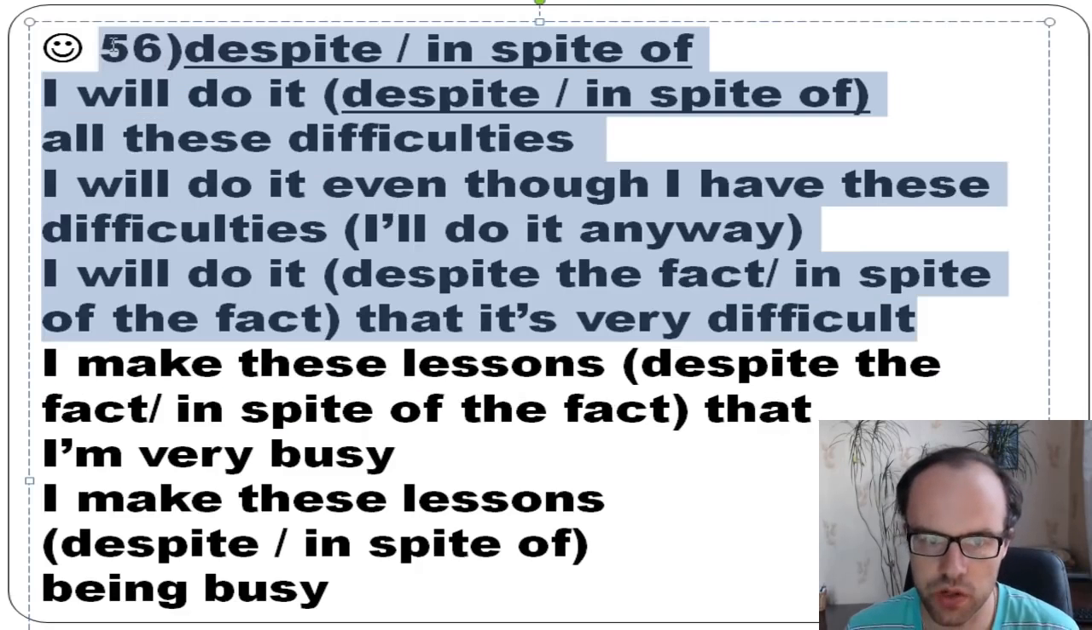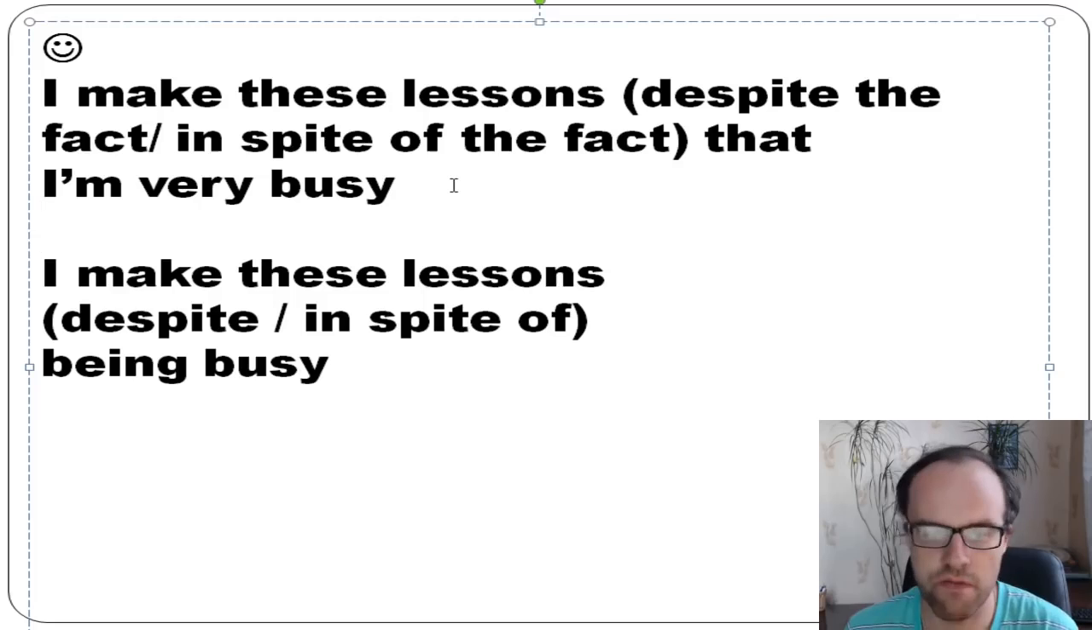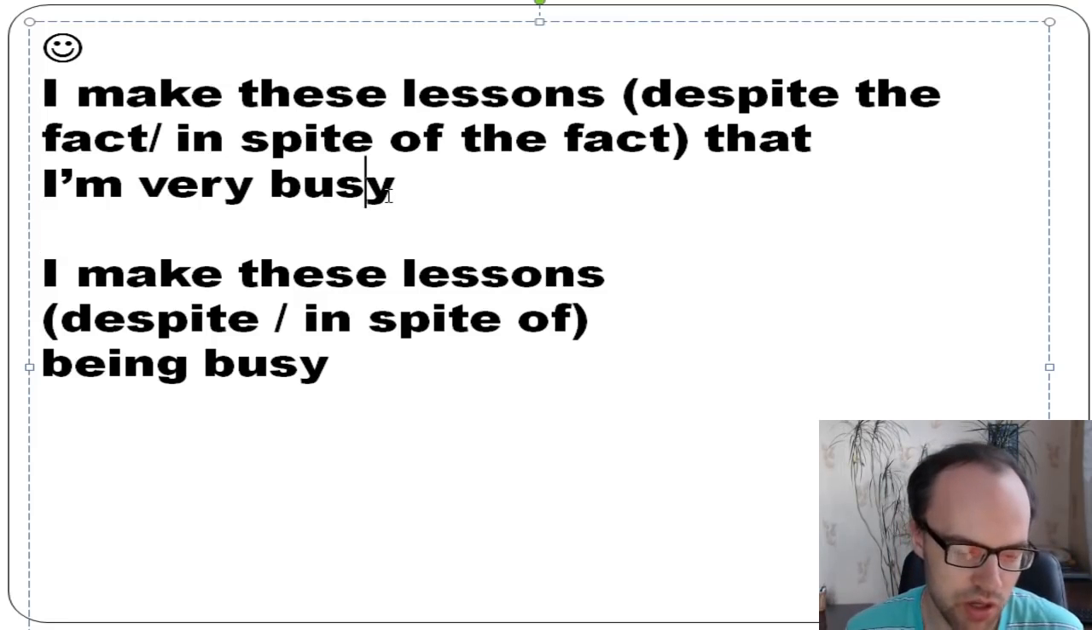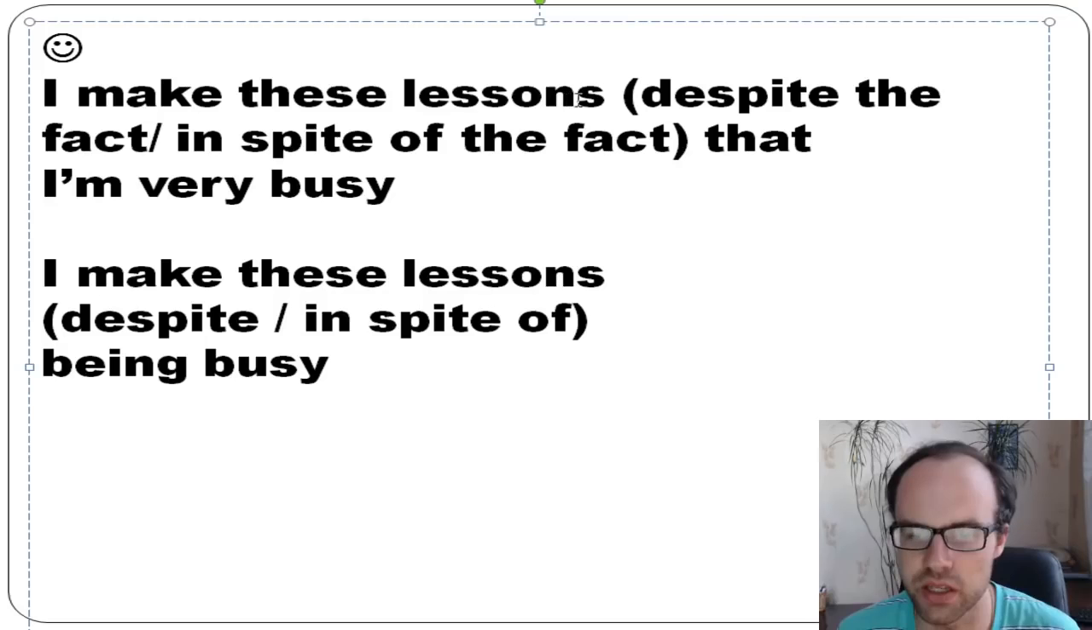So, and what else? I make these lessons despite the fact that I'm very busy. So I'm very busy, anyway I make these lessons. Really, people often say I have no time, so I can't upload lessons regularly. I believe that if someone really wants to do something, he'll find time. So I'm also a very busy person, but I find time for it anyway. Okay, so I make this lesson despite the fact that I'm very busy, or in spite of the fact that I'm very busy.